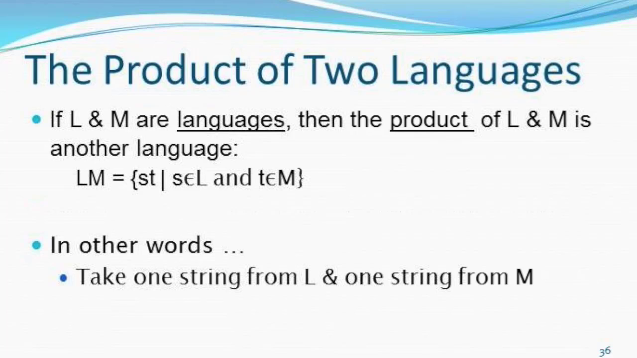We'll also talk about taking the product of two languages. So if L and M are both languages, then the product of L and M is another language. So it's the language consisting of all the strings of the form ST, where S is a string in L and T is a string in M. The easy way to say this is it's all the strings where you take one string from L and one string from M, and you concatenate them together, you squish them together.